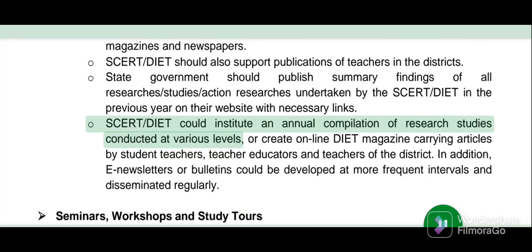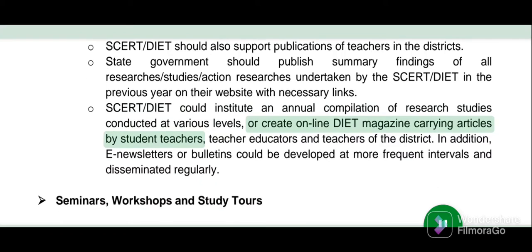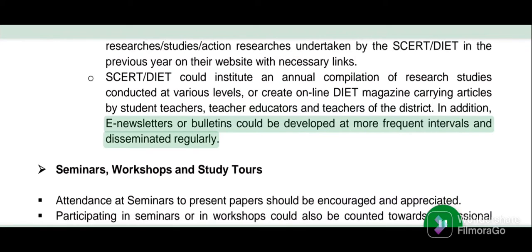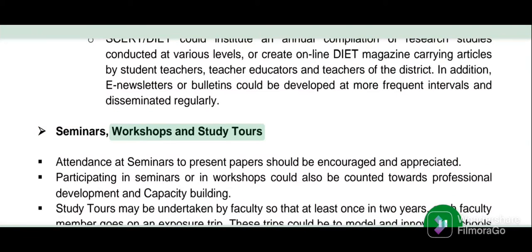SCERT DIET could institute an annual compilation of research studies conducted at various levels, or create an online DIET magazine carrying articles by student teachers, teacher educators and teachers of the district. In addition, e-newsletters or bulletins could be developed at more frequent intervals and disseminated regularly. Seminars, workshops and study tours.